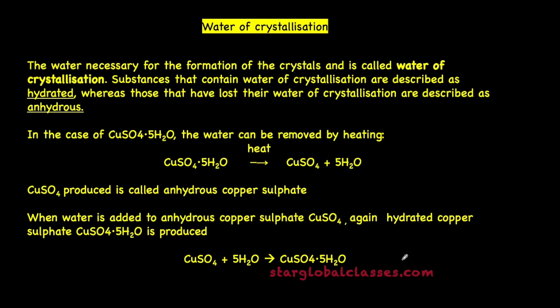Water of crystallization. What is water of crystallization? The water necessary for the formation of the crystals is called water of crystallization. It is the water that is required to make a crystal out of a substance which is not in the form of a crystal. Suppose it is copper sulfate. This copper sulfate is not in the form of a crystal. It is like a white powder. When water is added to it, it makes CuSO4 5H2O, a blue crystalline substance.